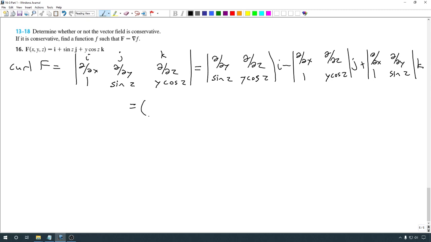We go ahead and take those derivatives. Derivative of y cosine z with respect to y is just cosine z. Derivative with respect to z of sine z is cosine z, but we have to subtract it. So those actually will cancel each other out. That's very nice. Here, the derivative with respect to x of this, well, there's no x's involved, so that's just 0. And then we're differentiating 1, so that's also 0.